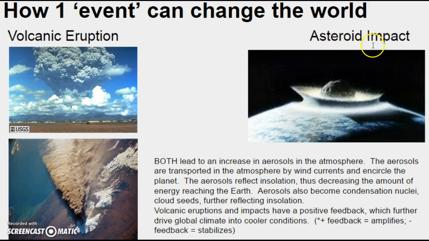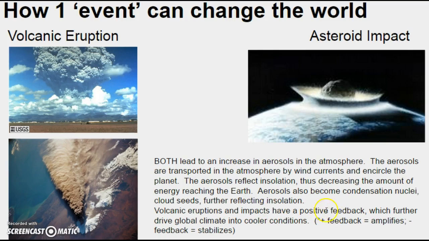And also asteroid impacts. One might think, well, this asteroid impact, you think of it as like killing everything, but that's not necessarily true. An asteroid impact really comes down to it sends tremendous amounts of debris into the atmosphere, much like that of a volcano, that both lead to an increase in aerosols in the atmosphere. The aerosols are transported in the atmosphere by wind currents and encircle the planet. The aerosols reflect incoming solar radiation, thus decreasing the amount of energy reaching the Earth. Aerosols can become condensation nuclei and cloud seeds, further reflecting insolation.